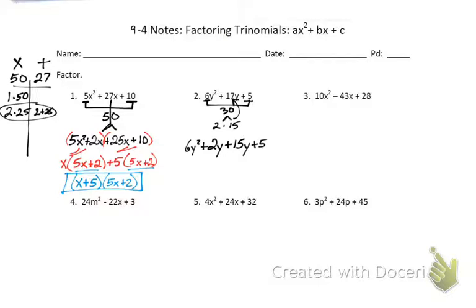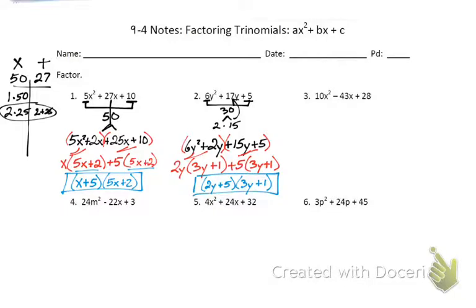So now I group factor. First group, I pull out a 2y, leaving me with 3y plus 1. Second group, it looks like I pull out a positive 5, leaving me with 3y plus 1, which gives me my final answer, 2y plus 5 times 3y plus 1. So 2y plus 5 times the binomial 3y plus 1, done.